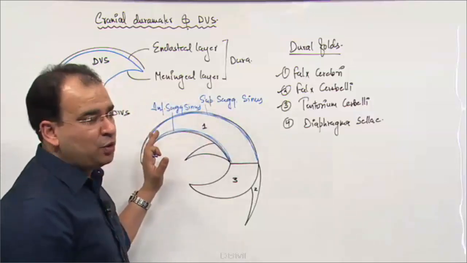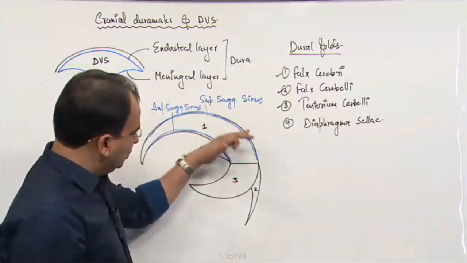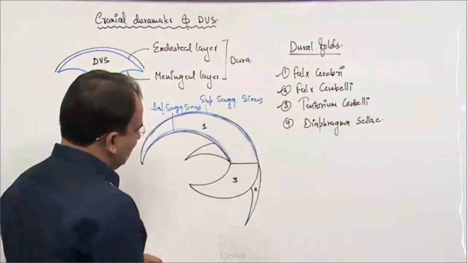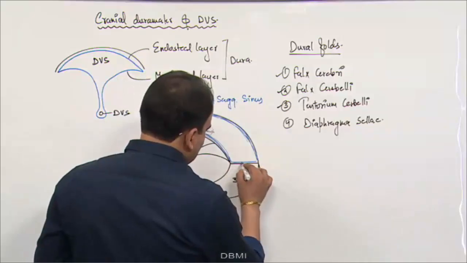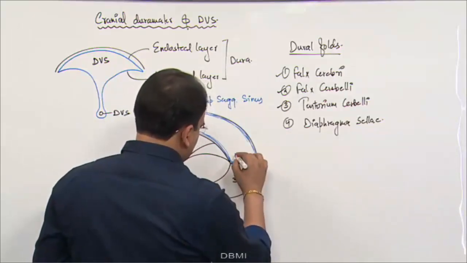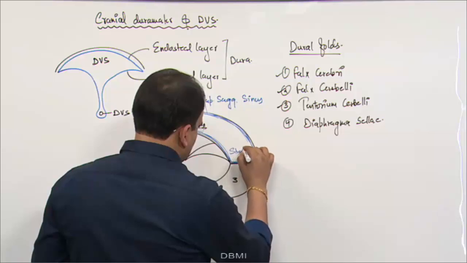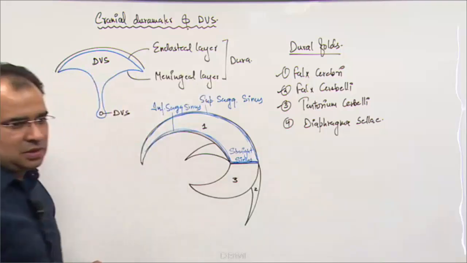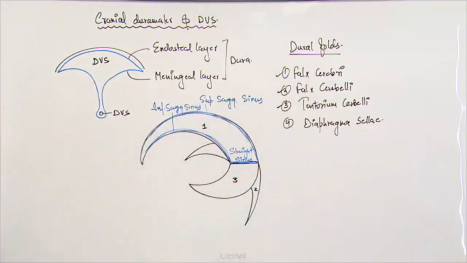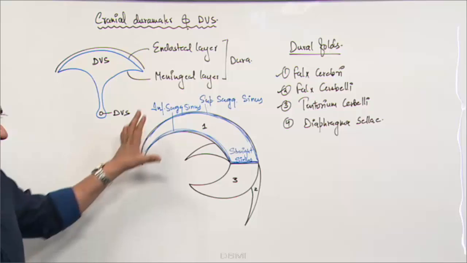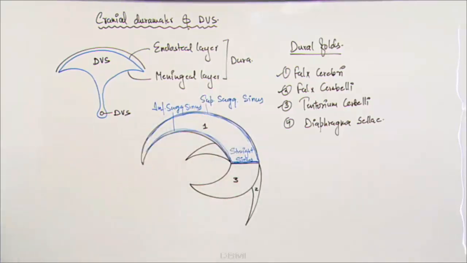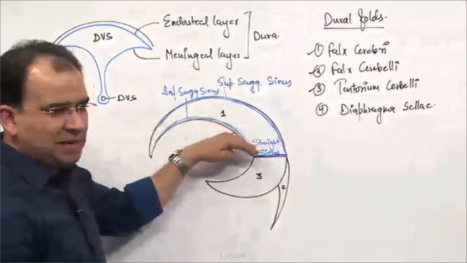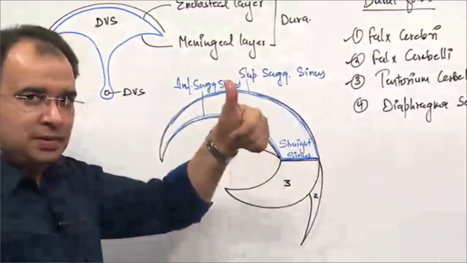See, the direction of the blood flow is important. It is taking the blood from anterior to posterior. So the blood from the superior and the inferior sagittal sinus goes posteriorly and drains into the straight sinus. This is the straight sinus. So superior sagittal sinus and inferior sagittal sinus go into the straight sinus.